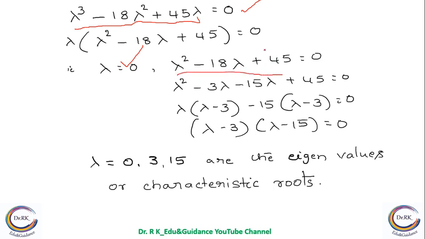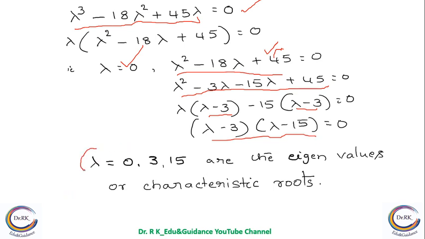We can solve this by using minus b plus or minus under root of b square minus 4ac by 2a, or factorization. In this case, very simple. 15 threes are 45, 15 plus 3. So lambda square minus 3 lambda minus 15 lambda plus 45, if we take lambda minus 3 common, it is lambda minus 3 into lambda minus 15 equal to 0. This is simple school mathematics we are familiar with.